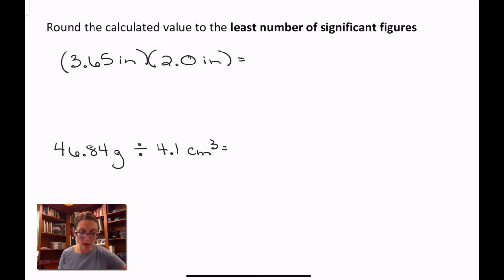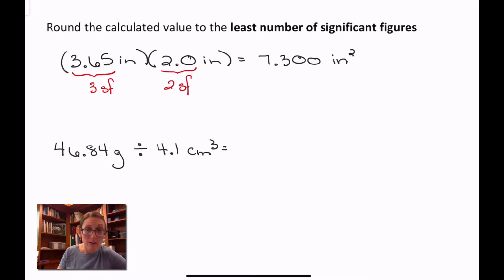So for this first one, when I multiply these two numbers together, I get 7.300 on my calculator. And since I multiplied, my units are going to become inches squared. To decide where I should write my value, I am going to count the significant figures in each of my measurements. So this one on the left here has 3 significant figures, and 2.0 has 2 significant figures. The last 0 is significant because it's trailing and there's a decimal point.